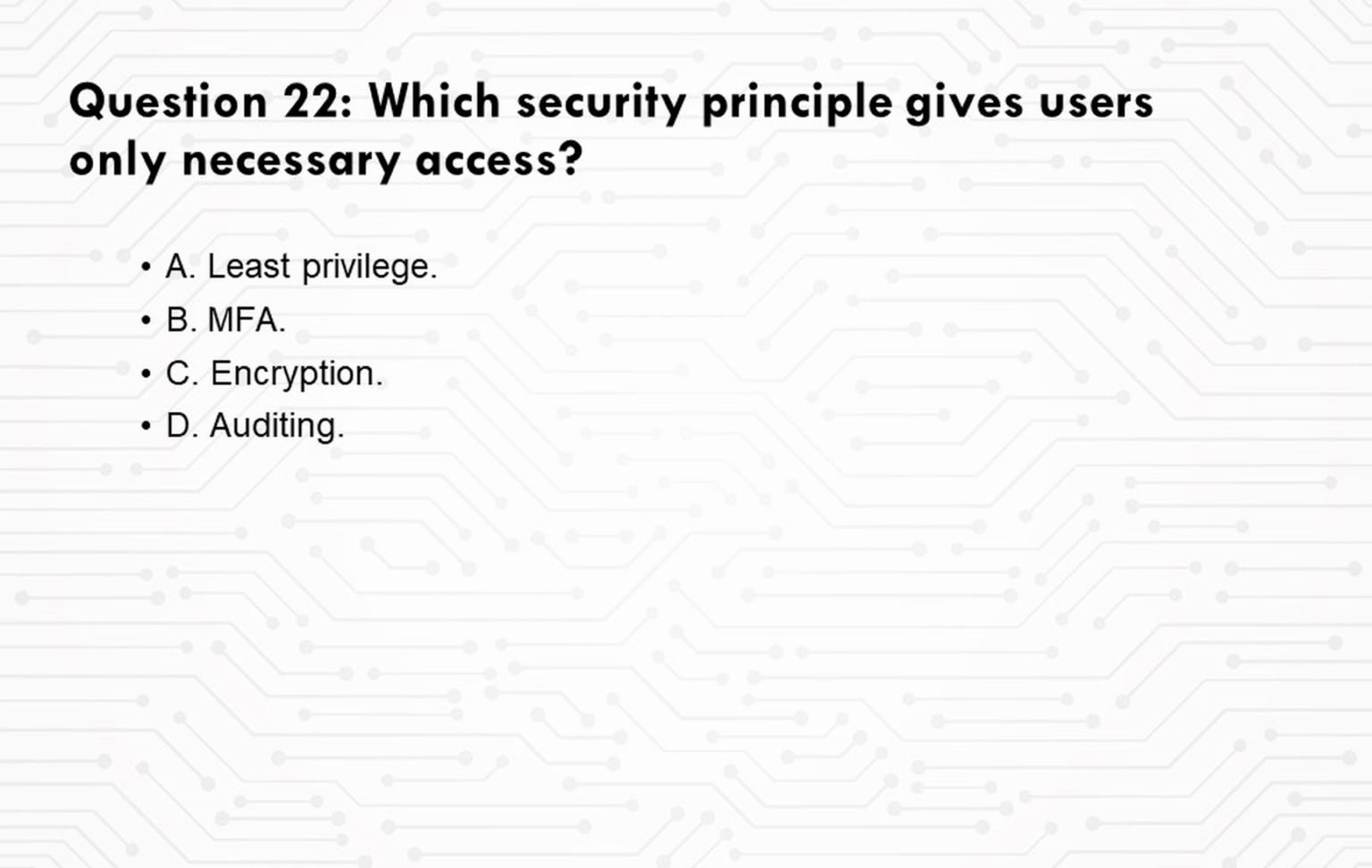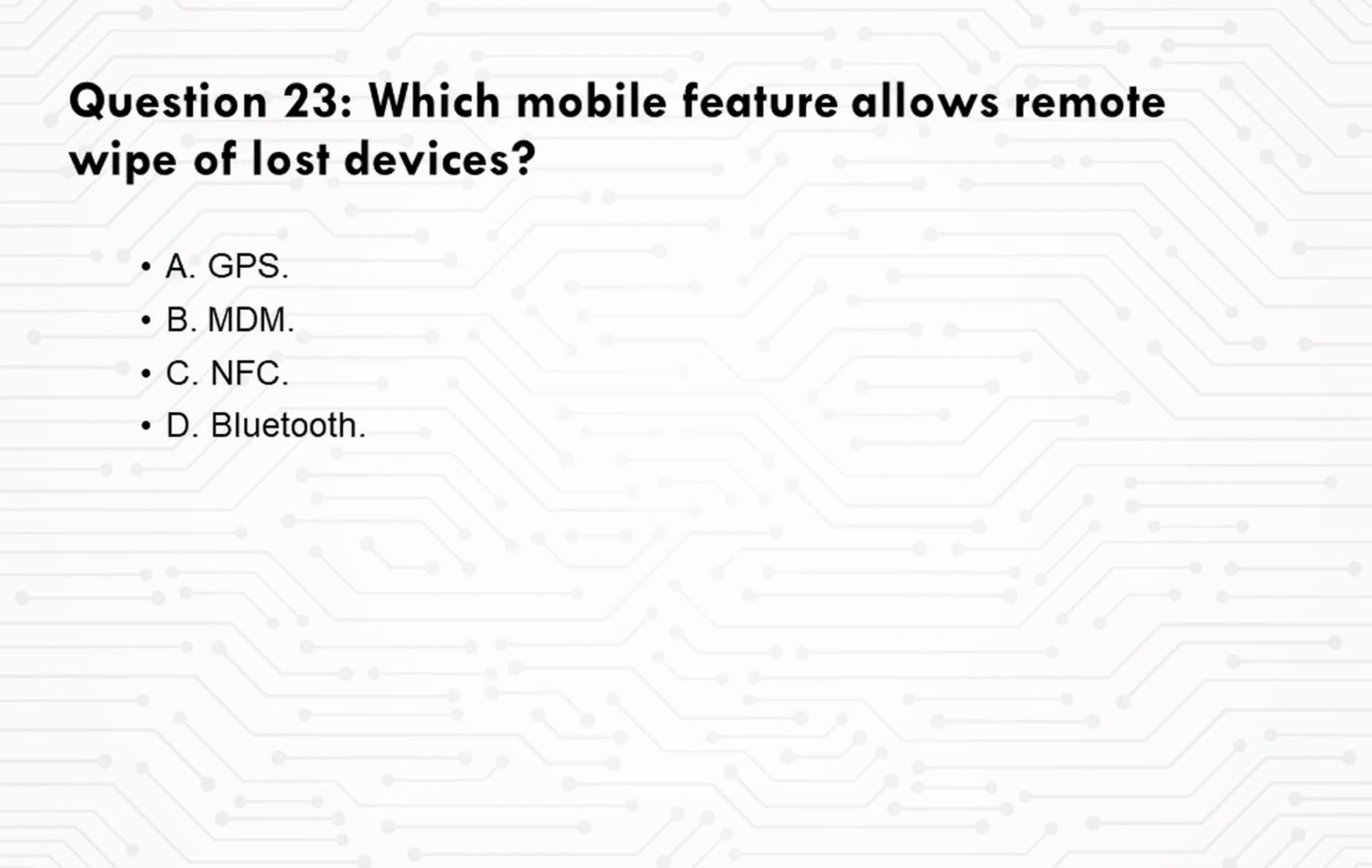A. Least privilege. B. MFA. C. Encryption. D. Auditing. Answer: A. Least privilege minimizes access to reduce risk. Question 23. Which mobile feature allows remote wipe of lost devices?